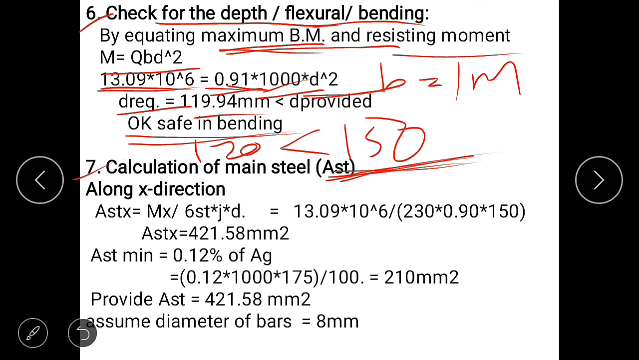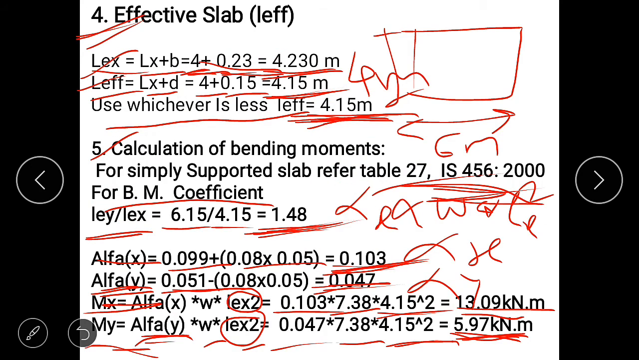Seventh step, we have to find here main steel, AST. We have to find main steel in X direction and both directions. In a two-way slab we provide main steel in both directions, in X direction also, in Y direction also. So to find main steel along X direction, firstly we calculate AST for X direction. The AST X direction formula is Mx by sigma st j into d. Mx here we calculated, Mx means moment in X direction.